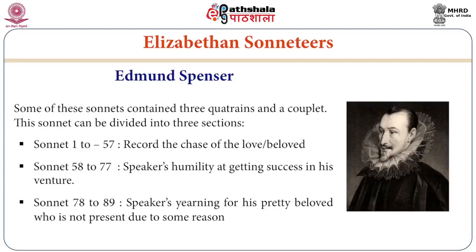Some of these sonnets contained three quatrains and a couplet, and this sonnet sequence can be divided into three sections. Sonnets 1 to 57 are a record of the chase of the beloved, or love. Sonnets 58 to 77 show the speaker's humility at getting success in his venture. And sonnets 78 to 89 show the speaker's yearning for his beloved, who is not present for some reason. So, Edmund Spenser's sonnets can be divided into three separate groups, as stated just now.